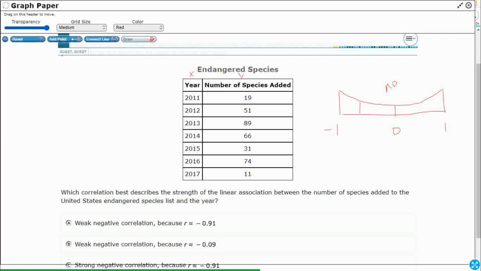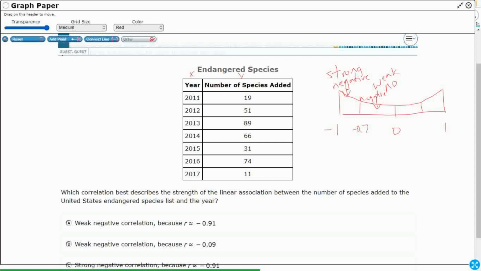Anything that's 0.7 and above is going to be a strong negative, or 0.7 and below, actually, if you want to get technical. So that means that as one goes up, the other goes down. It's an inverse relationship. Anything between 0 and 0.7 is going to be a weak negative. So that means that as one goes down, the other one kind of goes up.